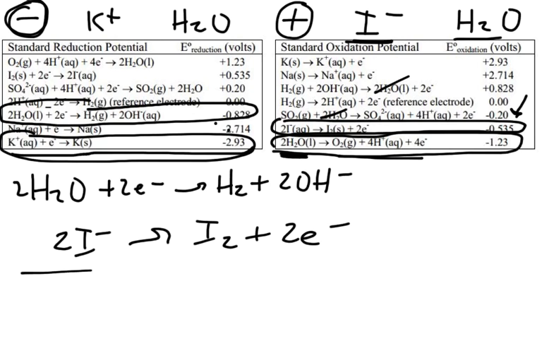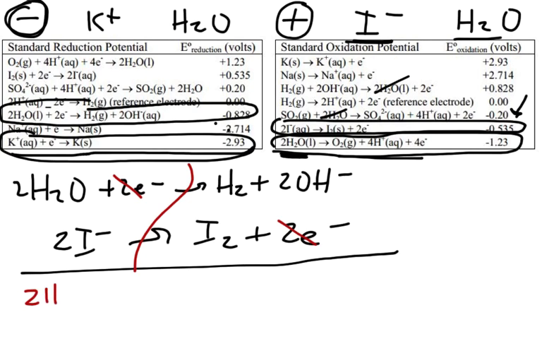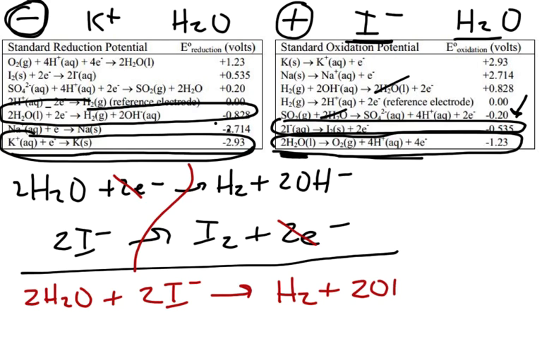So this is going to be the overall reaction. We'll put these together. Let's change colors. So everything on the left turns into everything on the right. So first off, 2 electrons, we'll cancel that out. And so what do we have left? 2 waters plus 2 iodide ions are going to turn into hydrogen gas and 2 hydroxides and I2.